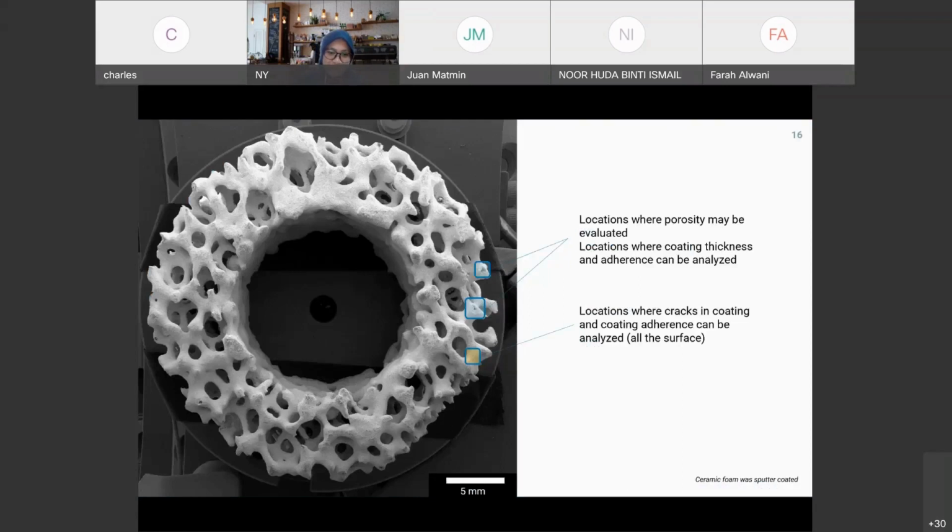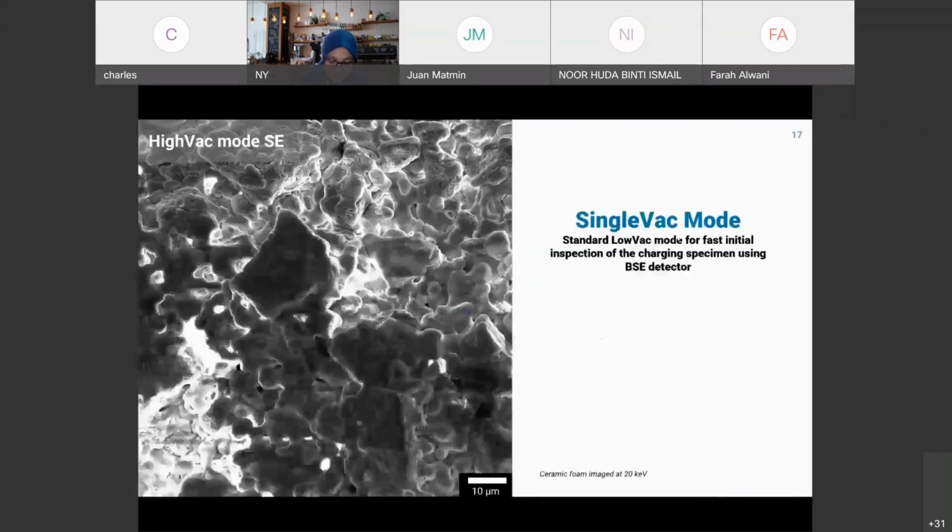So in case you want to image any kind of materials, for example ceramics, they are charging in nature, so we have to sputter coat them beforehand. Then you will see clearly under the high vacuum SEM. What if you don't have a sputter coater? Can you still image this kind of materials?